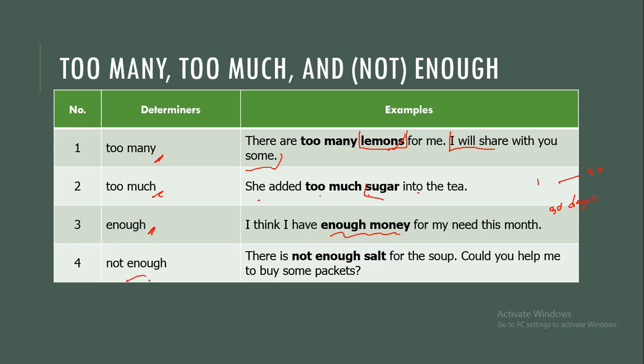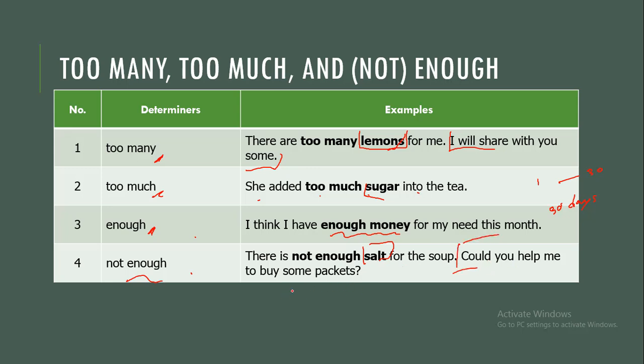But not enough here means it is below your expectation. You expect 2, but you just get 1. You expect 5, you just get 3. Absolutely, that is not enough. And remember, enough and not enough could be used for both countable and uncountable. So that's why there is not enough salt for the soup. Not enough salt. So that's why this is the indication.